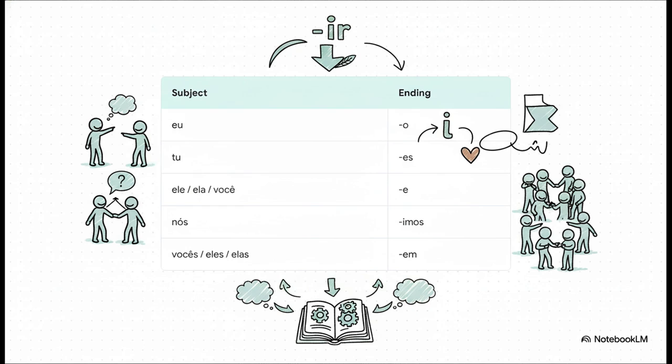And here it is. This is the key to the whole thing. Let's just walk through these endings together. For eu, it's a simple O. For tu, it's S. For ele, ela, or você, you use E. Now, the nós form is a little special. It's IMOS. Notice it keeps that I from the original verb. And finally, for vocês, eles, or elas, it's EM. That's it. These are the only endings you need to memorize.